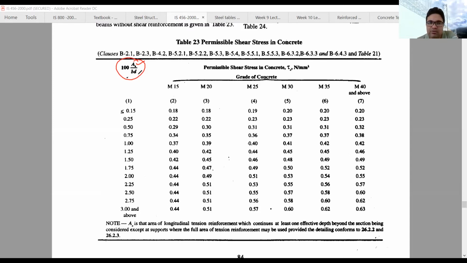So once we find out the percentage of steel, if by chance the percentage of steel at support is 0.25, and if we are using M25 grade of concrete, then the tau c value will be 0.23. So this is how we find out the value of tau c using this table. So again, I will use this table when we will solve the problem.